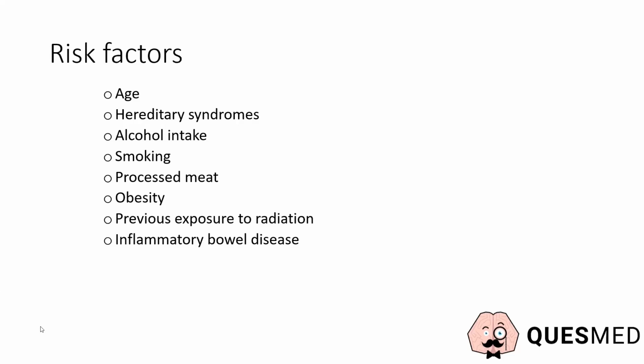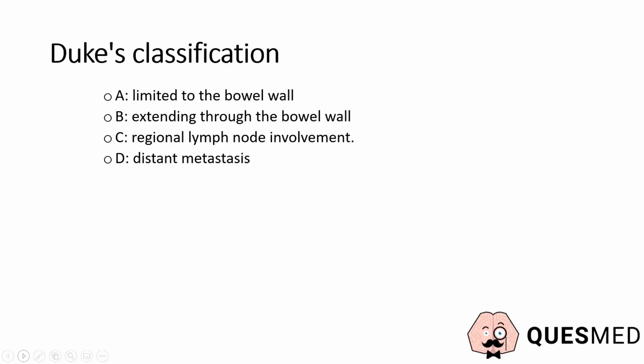And next slide. So we touched a little bit about this in the previous question, but this is one of your classification systems that you should definitely know for your medical school exams. So the Dukes classification is very widely used. Dukes A is a cancer that's limited to the bowel wall. B is one that extends through the bowel wall. C is where there's regional lymph node involvement, and D is when there are distant metastases. Next slide.